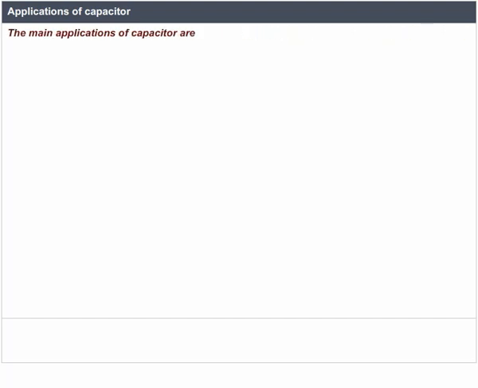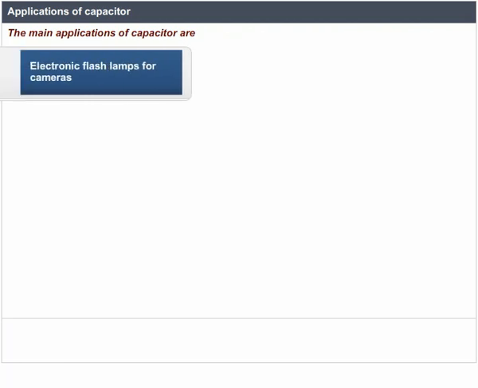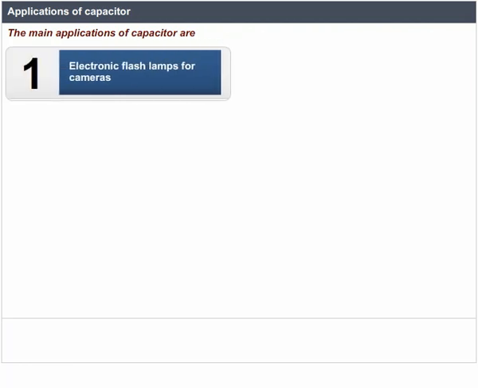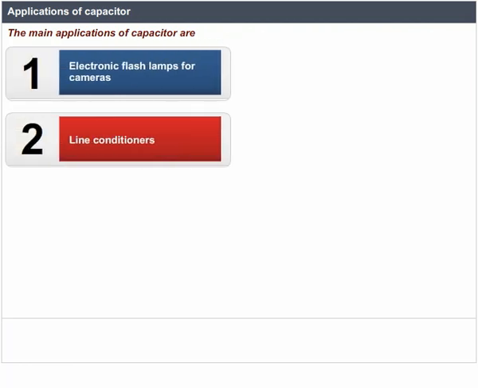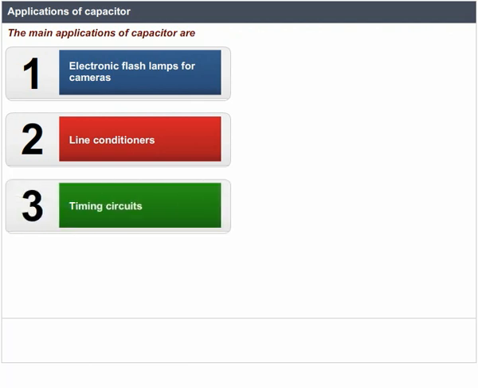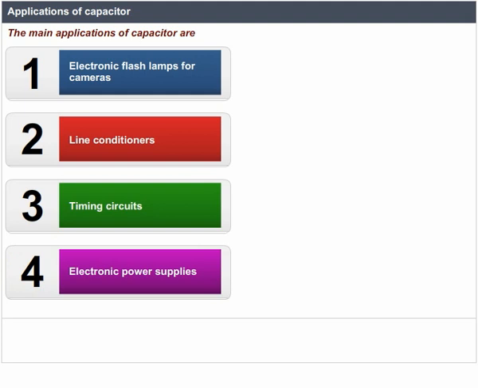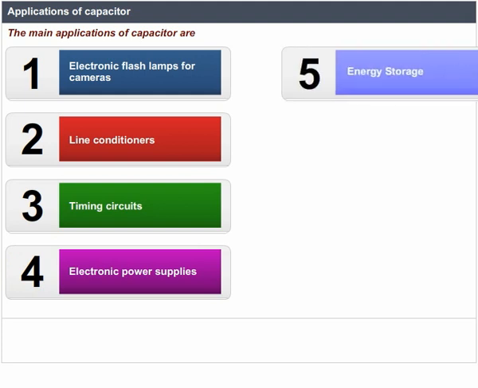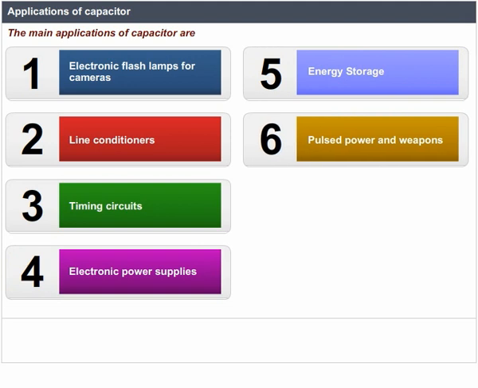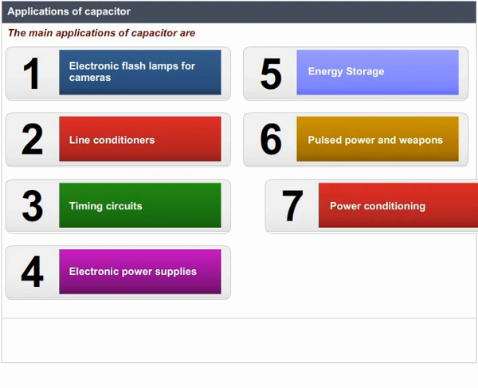Applications of capacitors. The main applications of capacitors are electronic flash lamps for cameras, line conditioners, timing circuits, electronic power supplies, energy storage, pulsed power and weapons, power conditioning, oscillators.